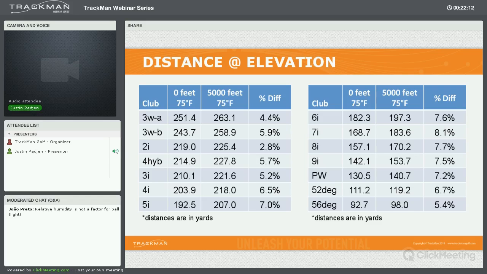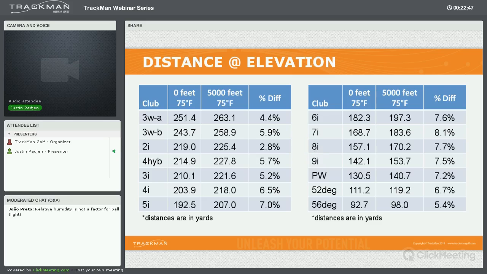So this gives us an idea of roughly how much distance they were gaining at that altitude. Again, it's going to vary depending on the person and their trajectory. But as we can see, 3-wood and long irons gain 4.5%, 6% here. He had tested 2 different 3-woods, so 2 different trajectories, and you can see that 1.5% difference between 2 different 3-woods can be pretty significant.